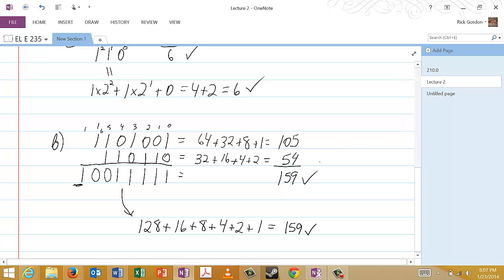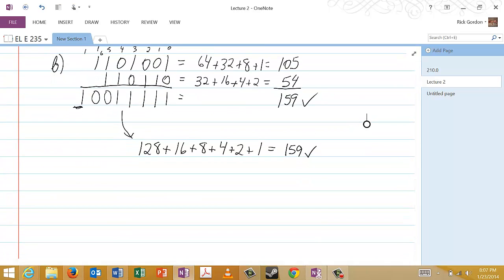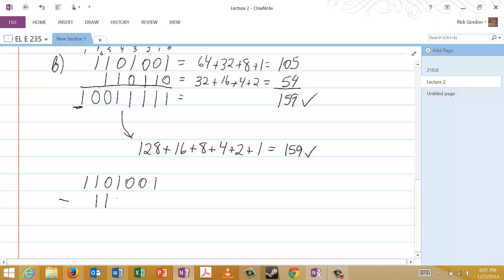But the subtraction part of this is maybe a little bit tricky, so let's look at that and see how it goes. So we now will have 1, 1, 0, 1, 0, 0, 1, minus 1, 1, 0, 1, 1, 0. And we'll see how this goes. Well, going from right to left, as we usually do when doing these kinds of calculations, the first column is easy. 1 minus 0 is 1.